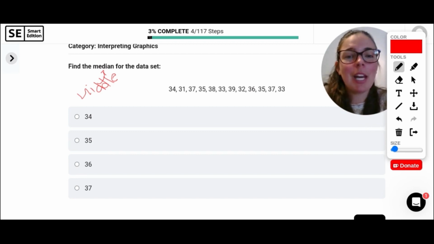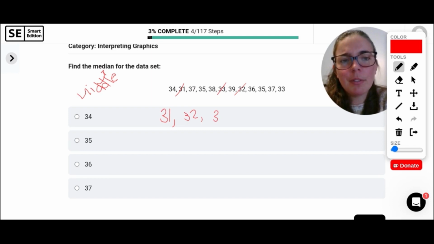So I'm going to take the data I was given and start putting in order. The lowest I see is 31. Now I'm going to scan and just cross them off as I go so I don't forget any. See 32, see 33, and it looks like there's actually 2 33s. Okay, and then we've got a 34.